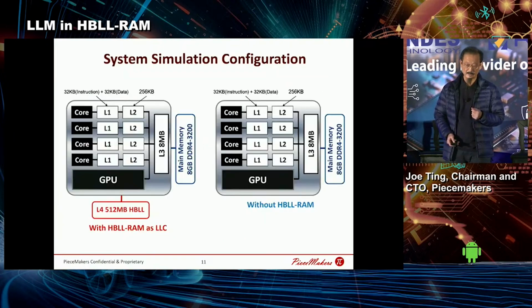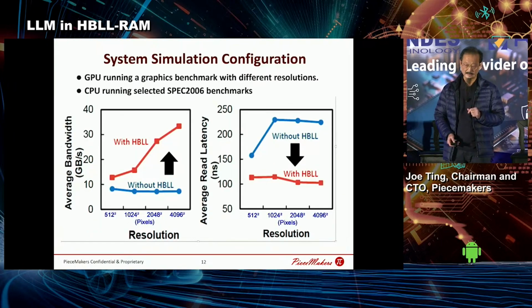Now this is a simulation done by a CPU company with or without this HBLL RAM as level 4 cache. The result, on the right-hand side, shows the latency is 1/2 of the system without. And on the left-hand side, the figure shows the average bandwidth can go up when the system requires, instead of the blue line, which is flat because it cannot provide that much bandwidth.